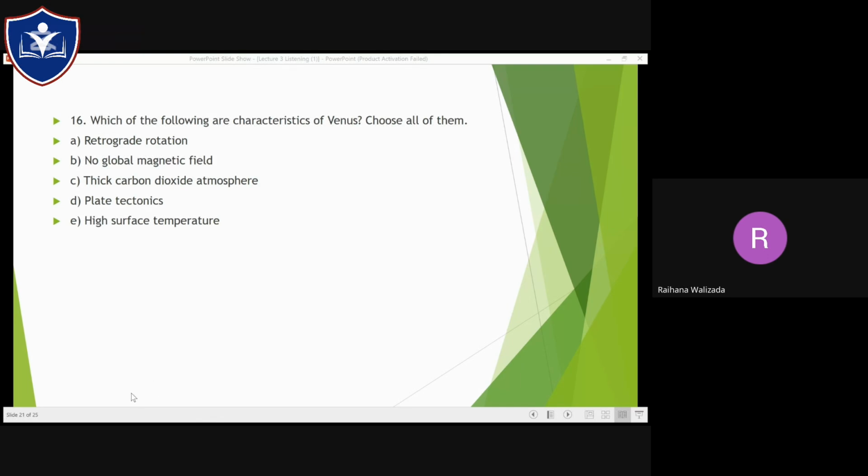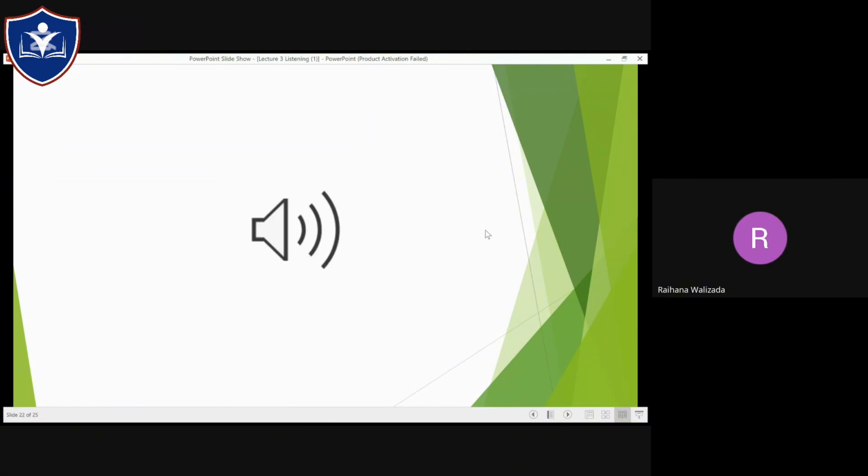That's great. Yes. C, thick carbon dioxide atmosphere. What about this one? Do you think it's a yes? Yeah, that's right. D, plate tectonics. Yes or no? No, that's right. And E, high surface temperature. What about that one? Yeah, that's completely correct. These were the correct answers.